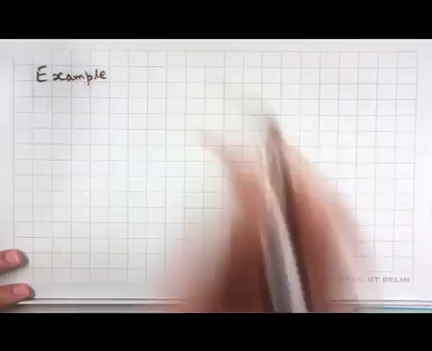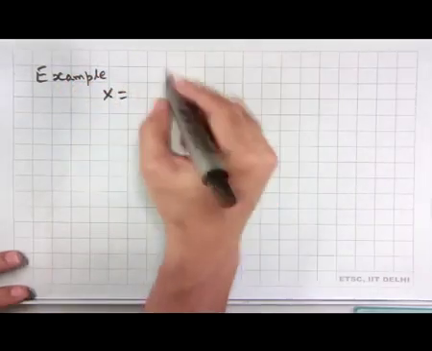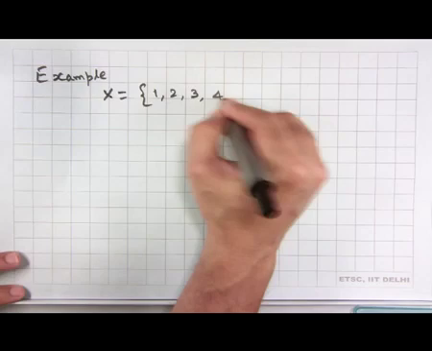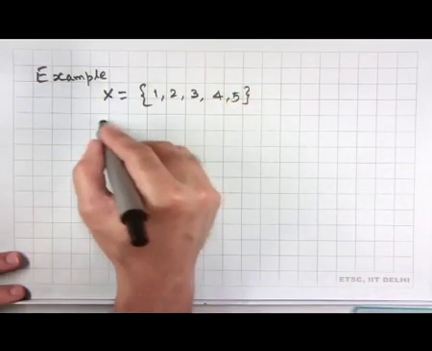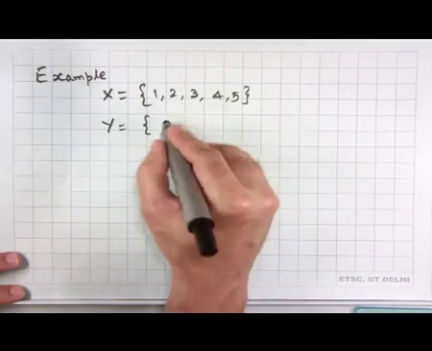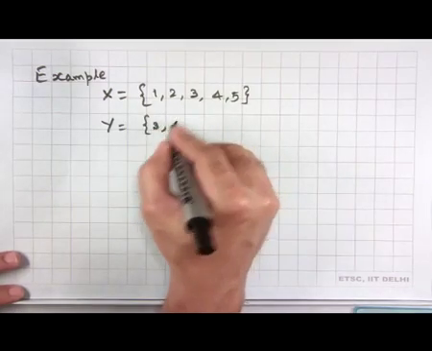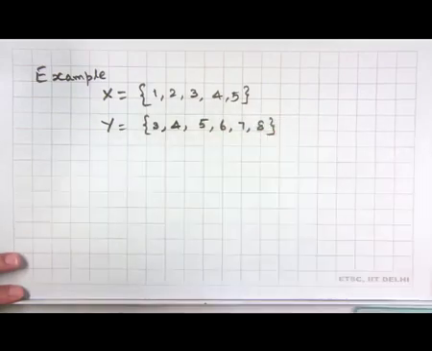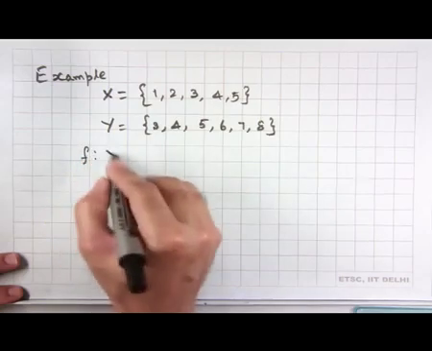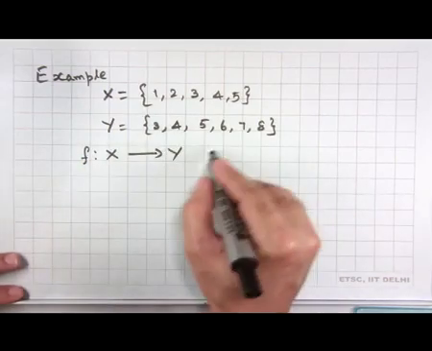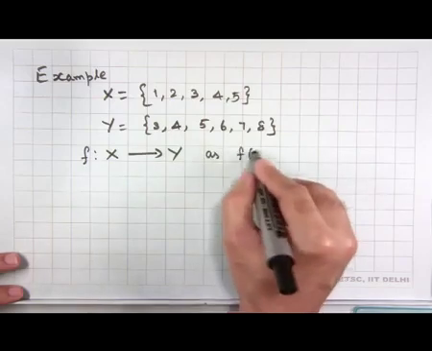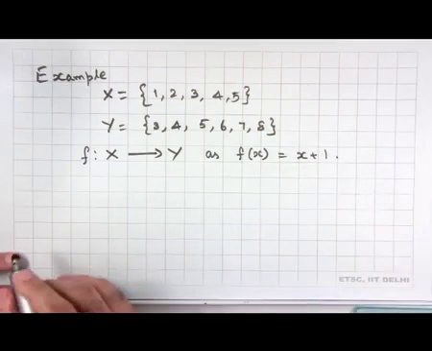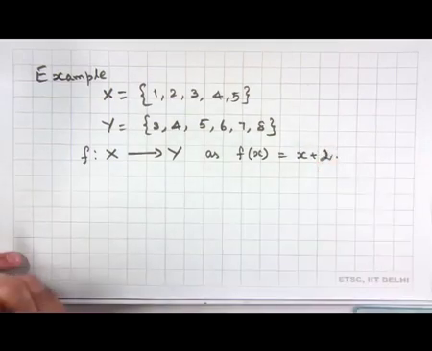Let us have one more example. X equal to 1, 2, 3, 4 and 5, and let us choose Y as 3, 4, 5, 6, 7 and 8. Now, let us look at this function f from X to Y, defined as f of x equal to x plus 1, sorry, x plus 2. What we have is x plus 2.